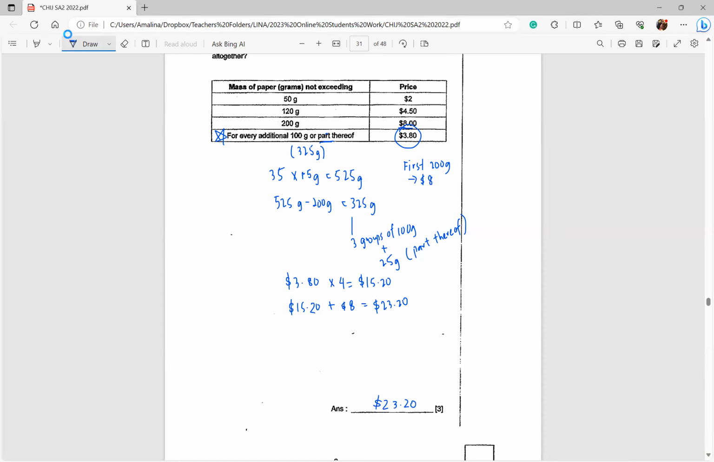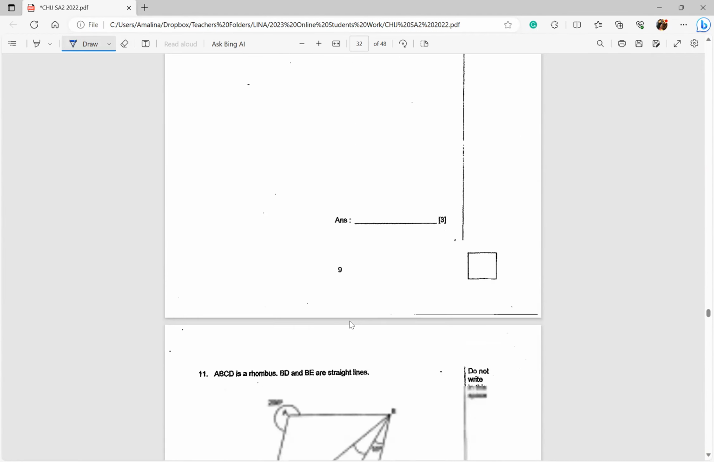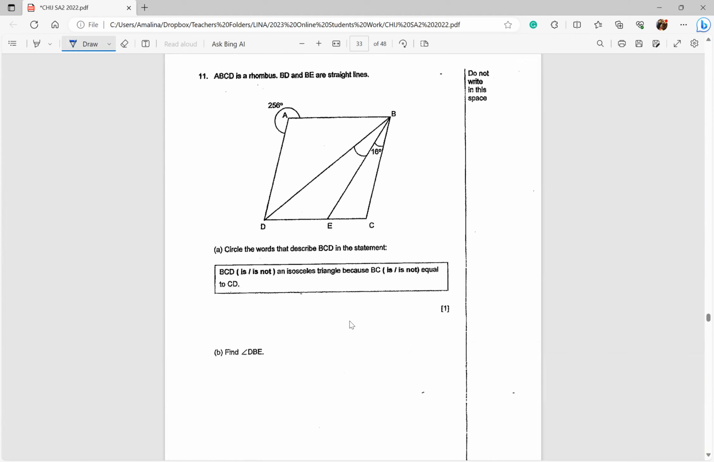Okay, let's move on to question 11. So question number 10, I will skip. Okay, 10 is on your volume. I think it's okay. So question 11 is on your geometry. Now, ABCD is a rhombus. BD and BE are straight lines.